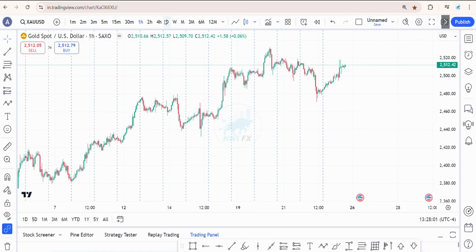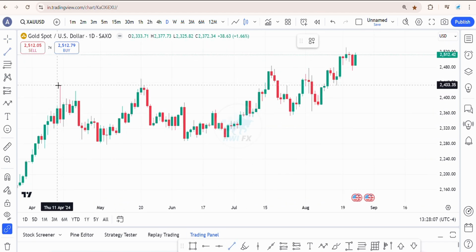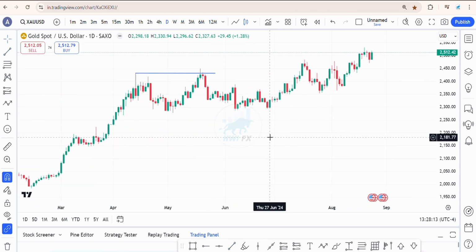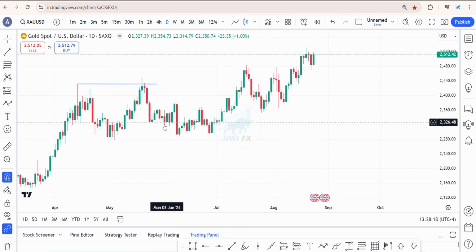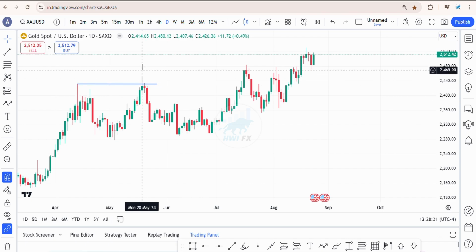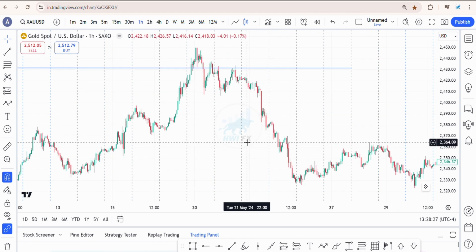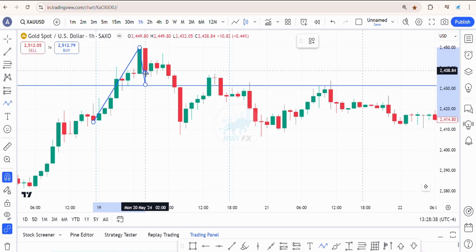Let's see, we are on the gold daily chart. If you see what is happening here, this was a swing high, an all time high. Even though gold is very bullish, what market makers did was give a fake breakout. If we go to the 1 hour time frame, they did a fake breakout and then a retest over here, and they showed a small reaction as well.